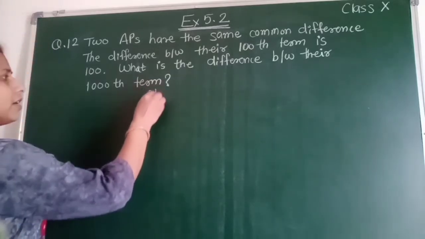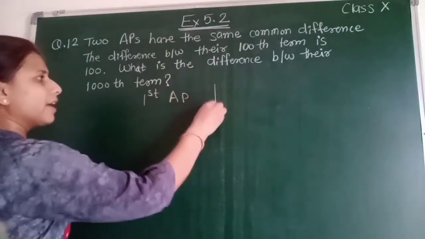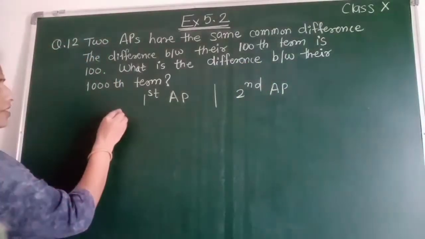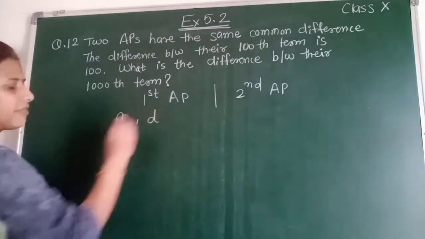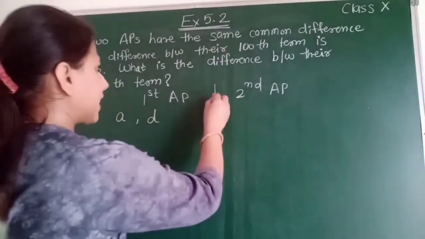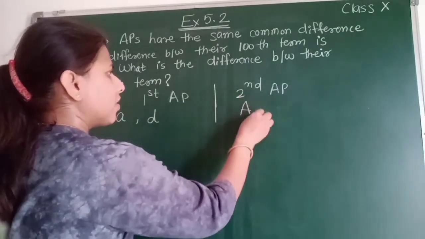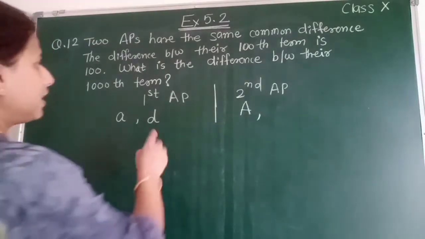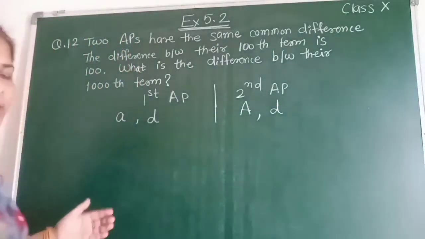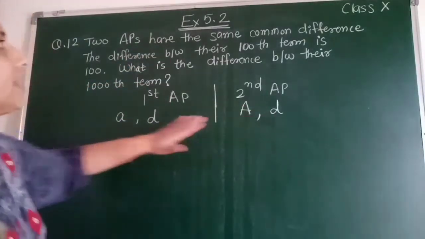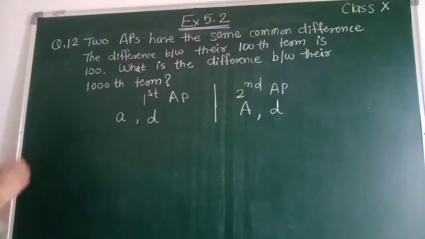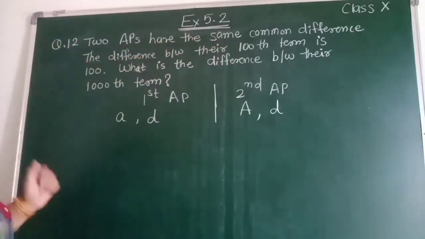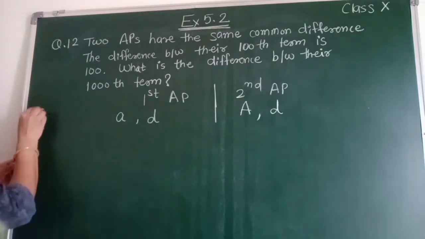Let the first AP have first term a and common difference d, and for the second AP, the first term is capital A and the common difference is d. For this second AP, the first term is capital A because the first term is different for both APs, and the common difference will be small d only because it is given that the common difference is the same. And it is given that the difference between their 100th terms is 100. So let's start the solution.